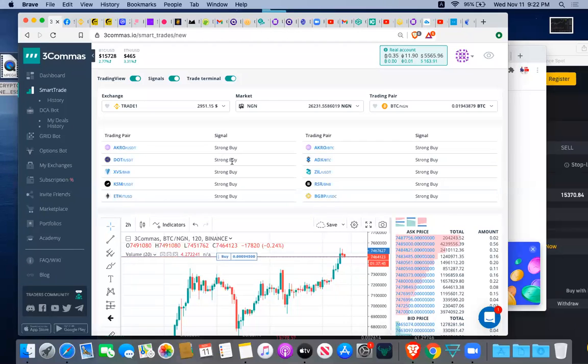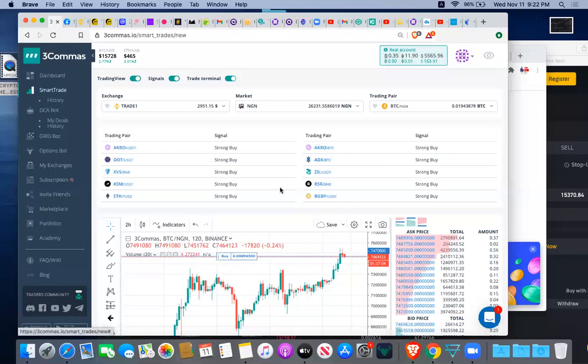Acro. I have this coin somewhere. Acro, Polkadot, XVS, KSM. All right, Ethereum. Of course, we know Ethereum is going up much. So see the list: Acro, BTC, ADX, Zilliqa, ZRX, RSR rather, and then BDGP. Now, sometimes you don't pick them. Sometimes you can pick them, but be careful when you are picking them.